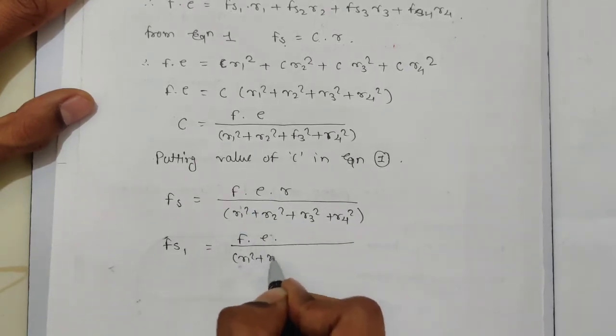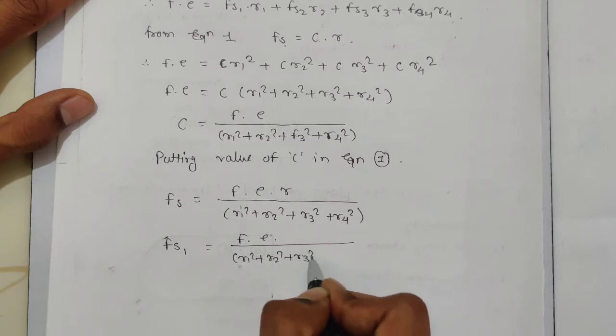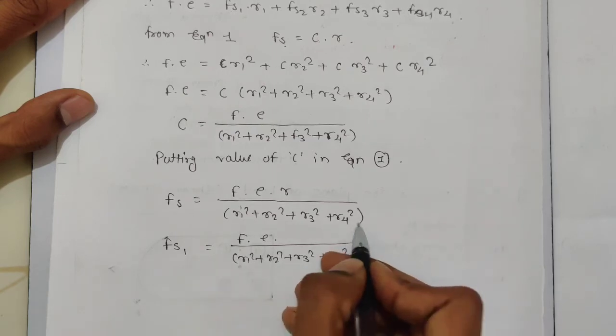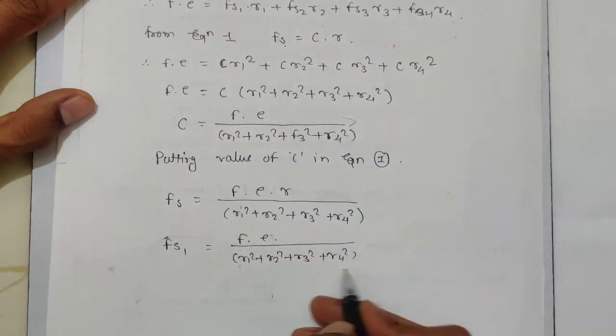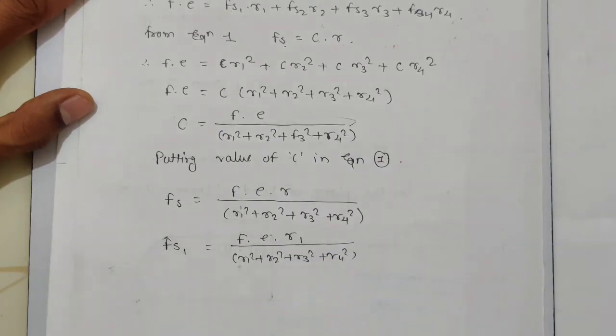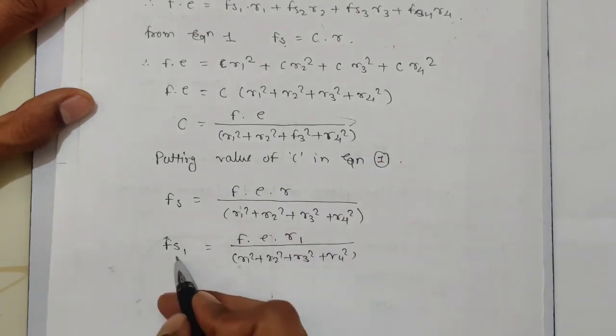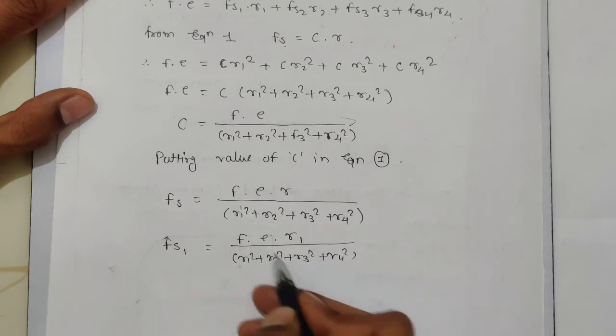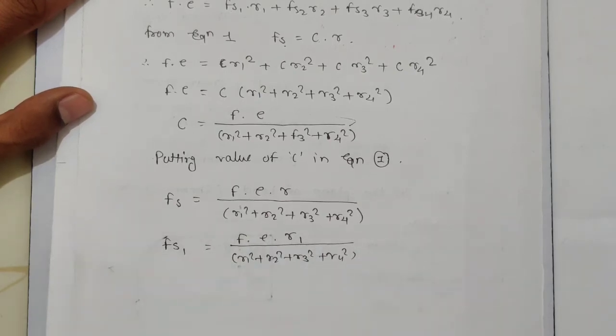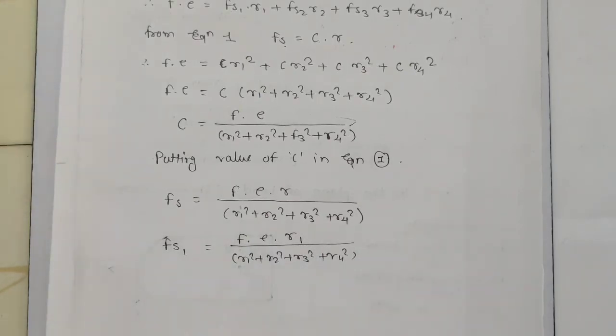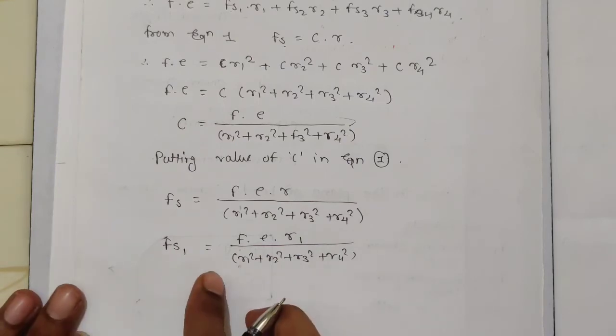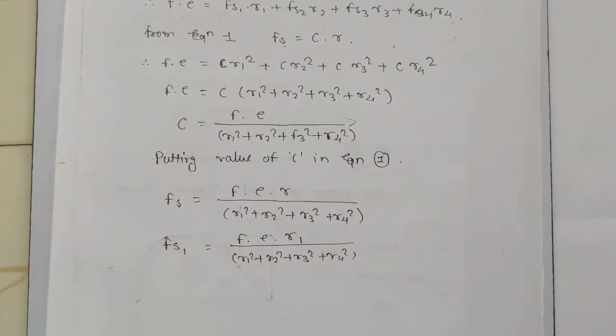Okay, then R1 square plus R2 square plus R3 square plus R4 square. This is a constant value, this is the Fe value. It is the same, only you will take R1 over. For Fs2 R2, for Fs3 R3, Fs4 R4, this value is the same. Right, so we got the secondary shear load for every bolt, we know the primary shear load for every bolt. Now we will go for total stress, which is acting on the bolts.